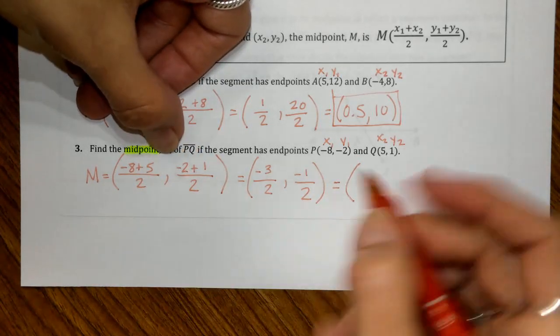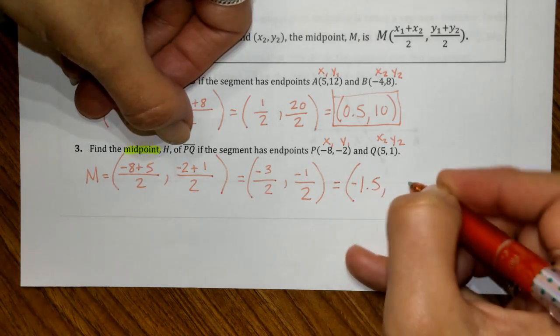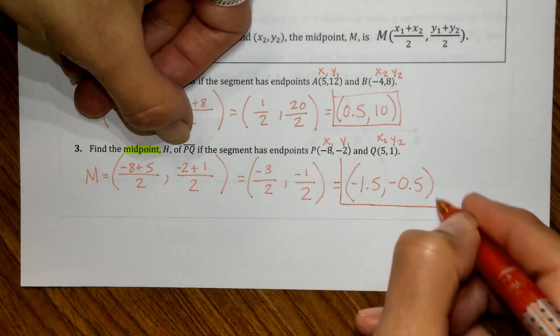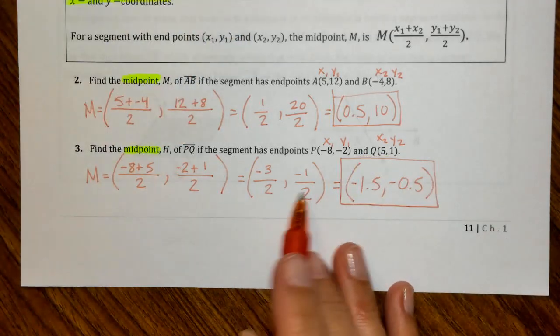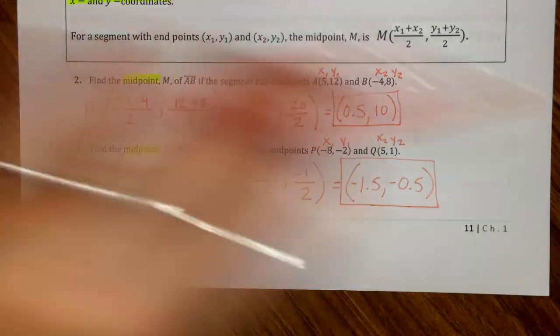If we just did it all in one step, our final answer should come out to negative 1.5, comma, negative 0.5. I know some teachers are okay with you leaving it as a fraction. I prefer you doing it as a decimal, so if you have to graph it, you can find it easier. All right, let's take a look at the next page.